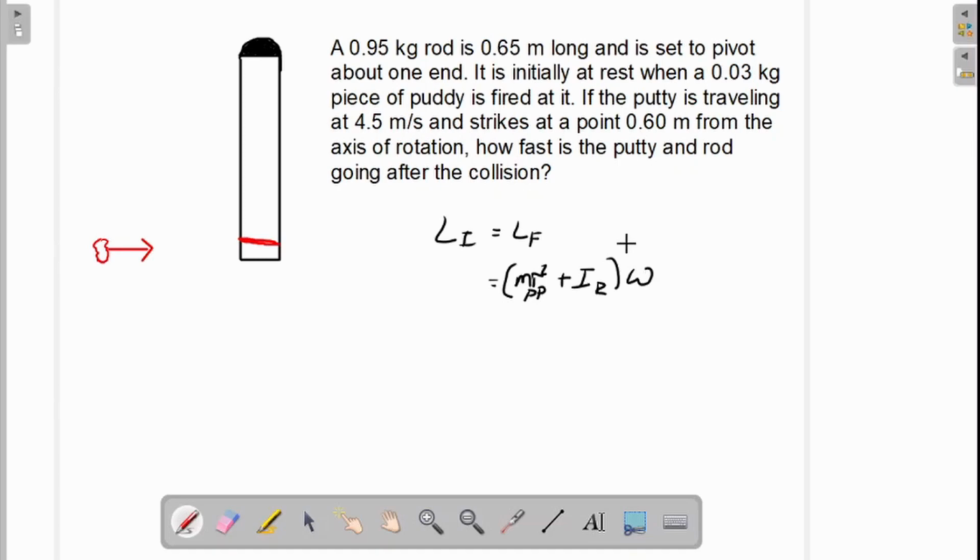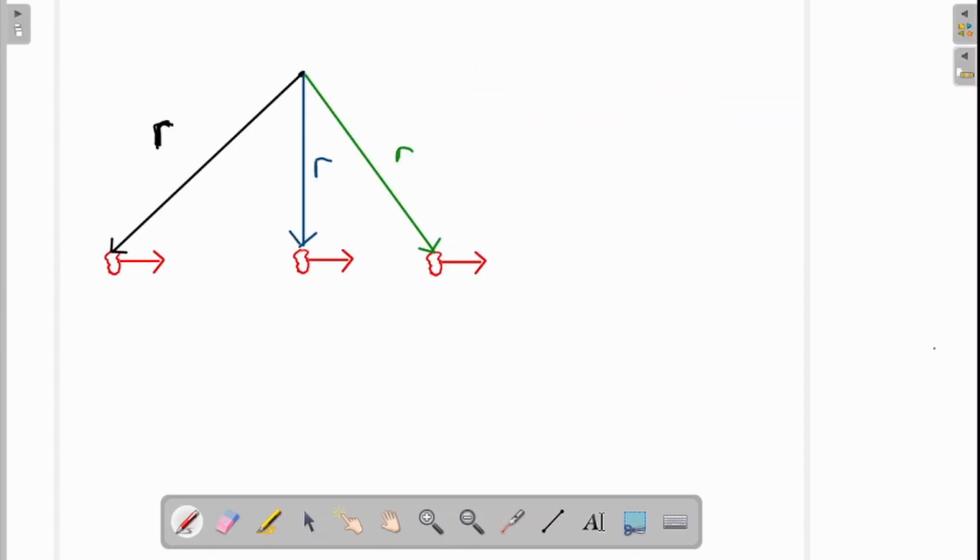The problem is the initial angular momentum of the piece of putty. The piece of putty isn't moving in a circle. So how do we find its angular momentum? Well, to talk about that, let's imagine the putty moving along. If this is my axis of rotation up here, at this initial point, the putty has momentum in this direction. It's going to continue having momentum in this direction at all times.